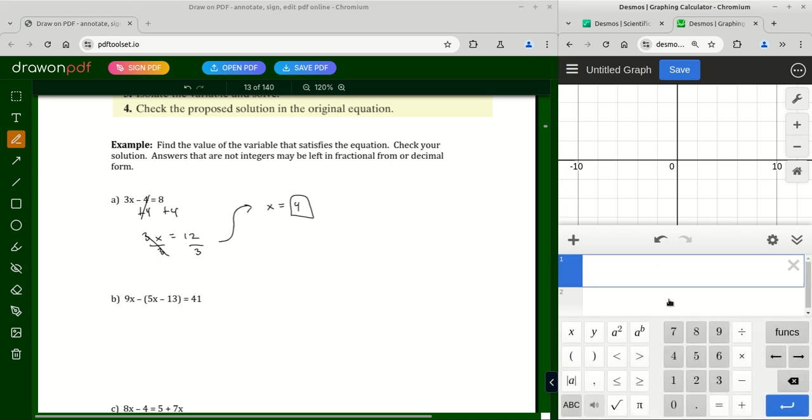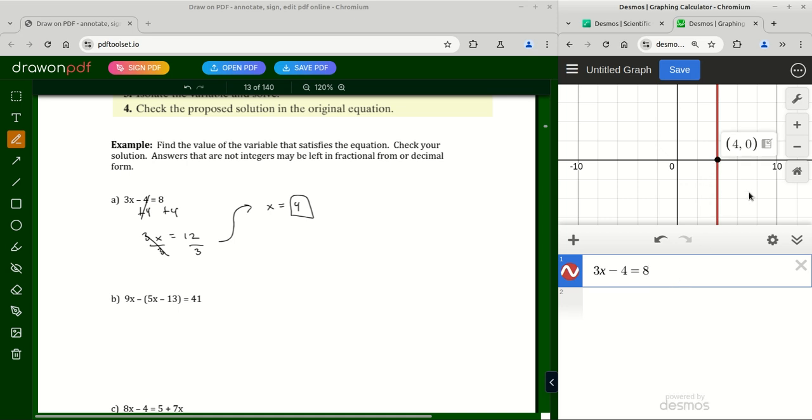How can I make this thing work for me? 3x minus 4 equals 8. I just type in whatever they got. And almost always, at least at this point of the game, there's a line, you click on it, and it tells you the answer, you're done. That was it. There you go.